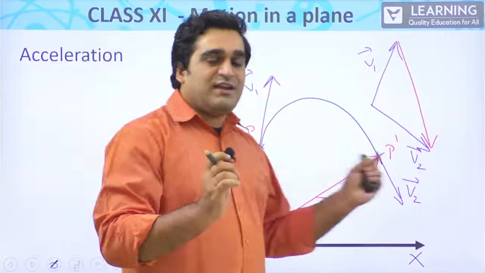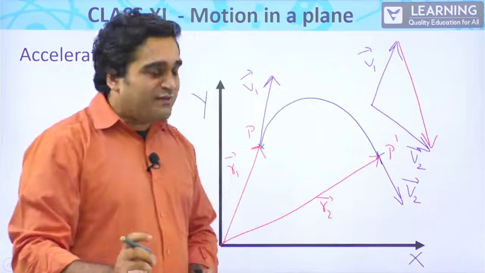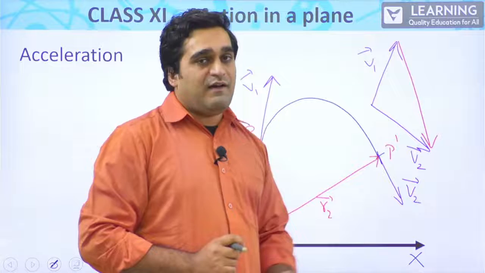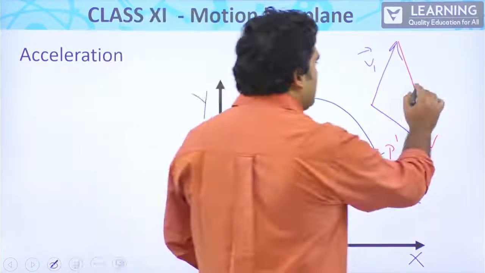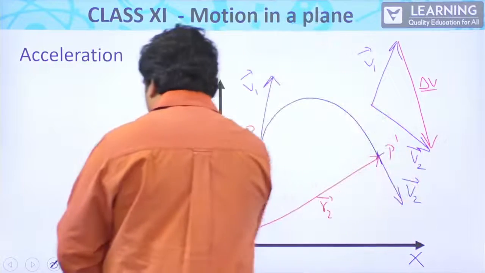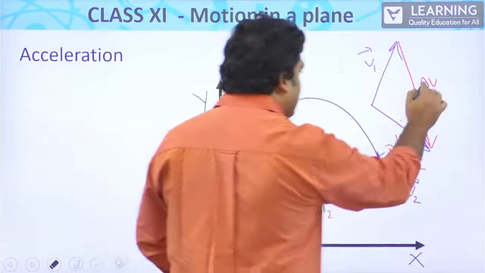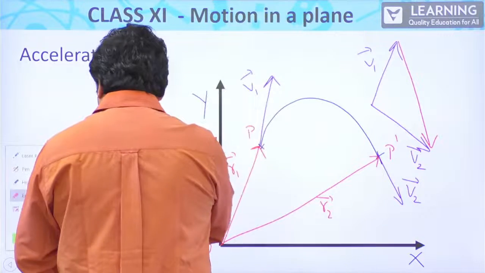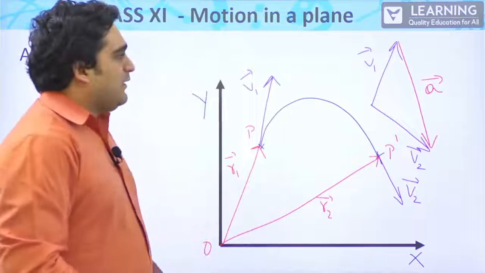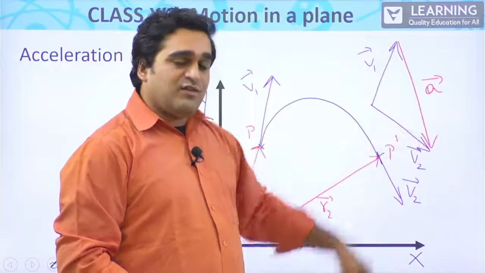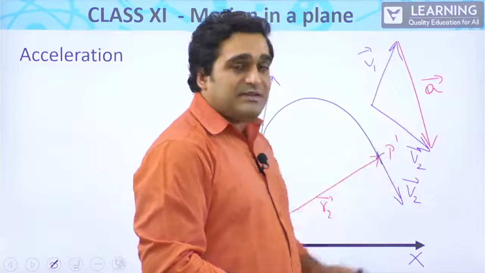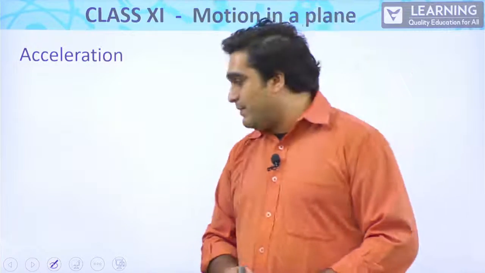So acceleration, in a graphical method, can be identified by drawing a vector from the initial vector to the final vector. So this is nothing but delta v by delta t, or we'll write it as a, since it's an instantaneous velocity, so we'll just represent it with a vector. This would be the direction of a vector. So let's take a look at more examples of how this direction can be identified.